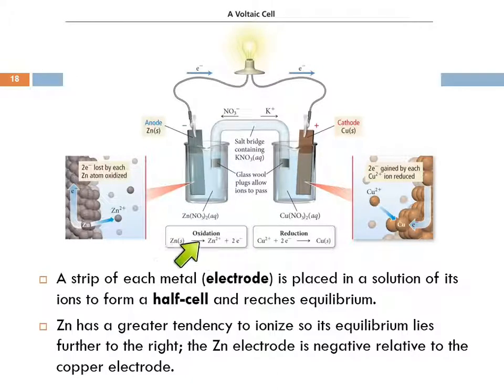And we've got an oxidation half reaction and a reduction half reaction. This is going to form an equilibrium between zinc and zinc 2+ ions. And the copper also, there will be an equilibrium here. The zinc has a greater tendency to ionize, and so its equilibrium is going to lie further to the right. And the copper does not have as great a tendency, and so instead of favoring the ion, it's going to favor the metal. So the zinc electrode is going to be negative relative to the copper electrode.